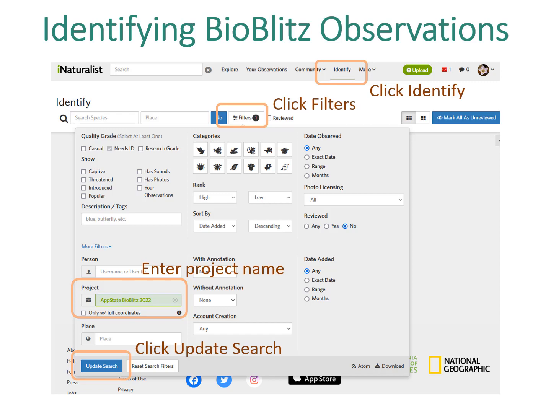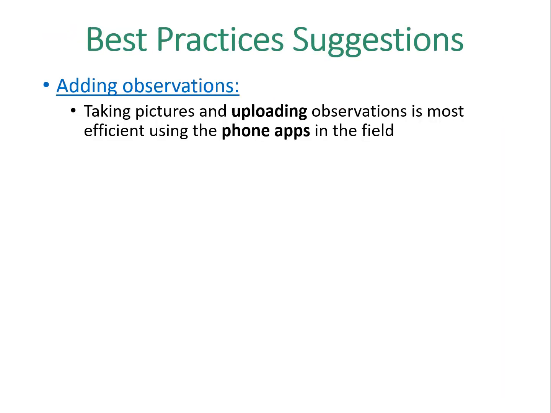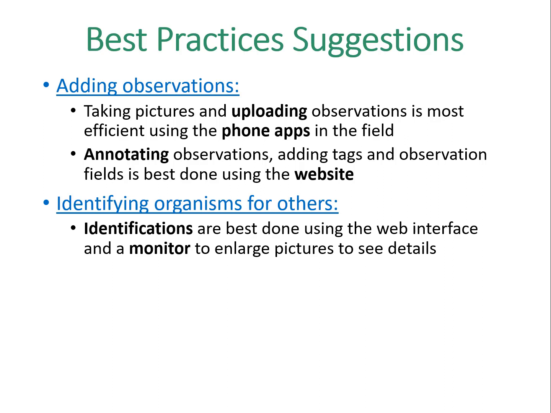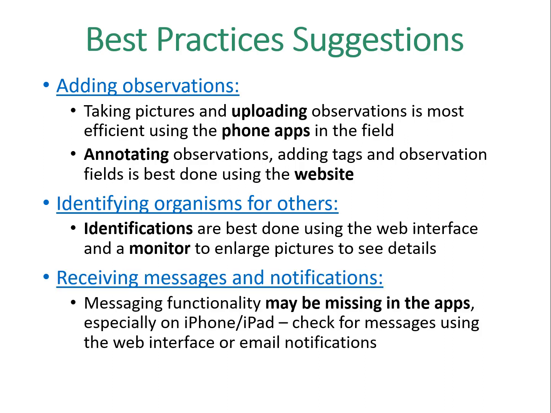Now you can also try to identify things on the phone apps, but it's always easier to see the details in an observation on a computer screen. So just some best practice suggestions here for using iNaturalist. For adding observations, I would suggest to use the phone apps, just because it's faster to do it that way since they already upload the location data with the observation. If you want to add additional annotations like tags or observation fields, that's best done using the website. Identifying, as I just mentioned, is best done using a monitor where you can see the pictures in more detail. And the website also has a lot more functions for messaging and interactions with the community on iNaturalist that you might be missing out on if you're just using the phone app.